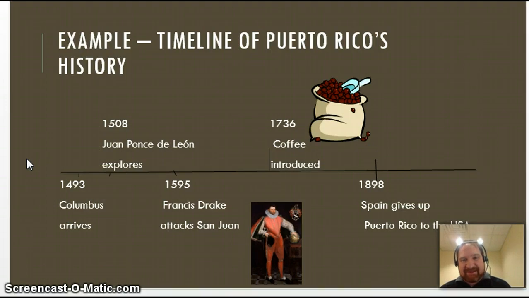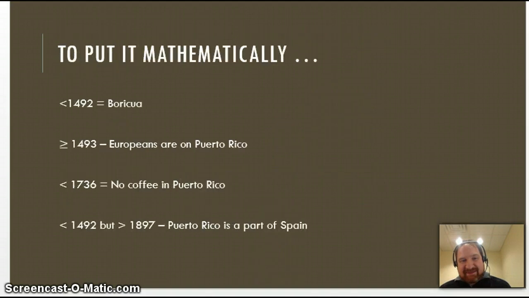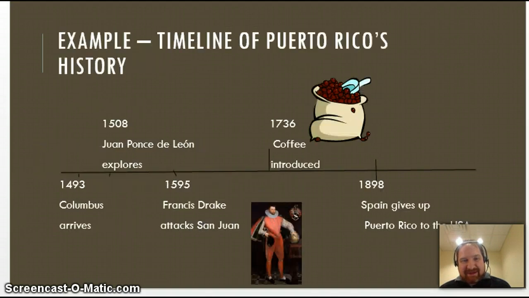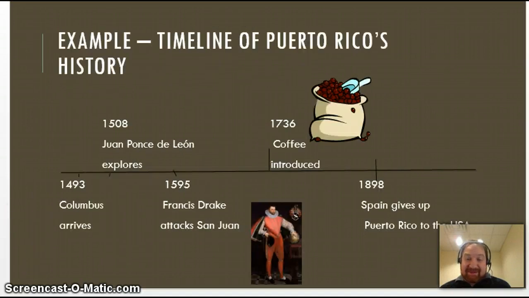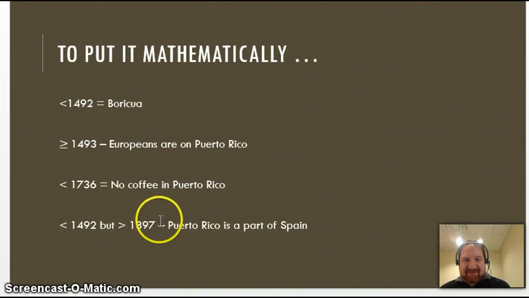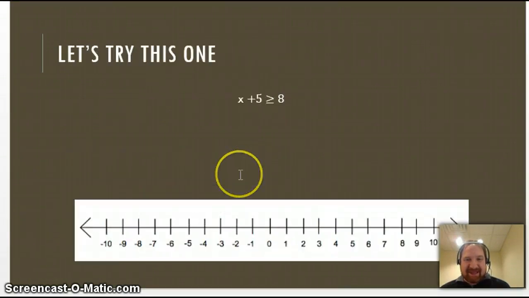Quick preview of what's happening. For this example, we're going to look at the timeline of Puerto Rico. Everything before 1492 is all Native Americans. Then, believe it or not, time with no Puerto Rico. Yeah, Francis Drake attacked San Juan. Didn't go real well for the guy. So, what is that, my timeline? But yeah, there was a time when Puerto Rico was a part of Spain in the middle there. So we'll look at that.